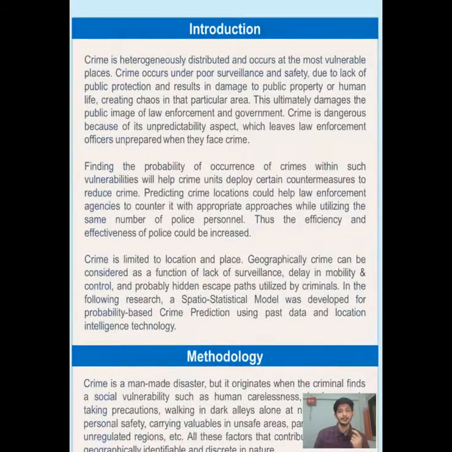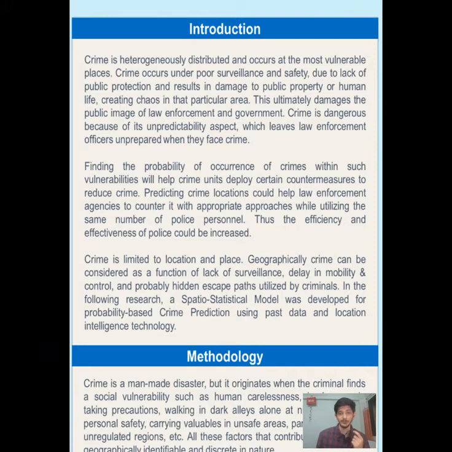Introduction. Crime, as we know, is a stigma to the society. Crime is heterogeneously distributed and occurs at the most vulnerable places. Crime occurs under poor surveillance due to lack of safety, lack of public protection, and results in damage to public property or human life, creating chaos in that particular area.